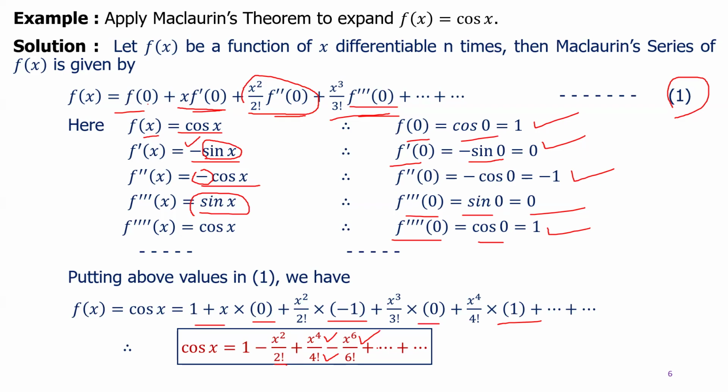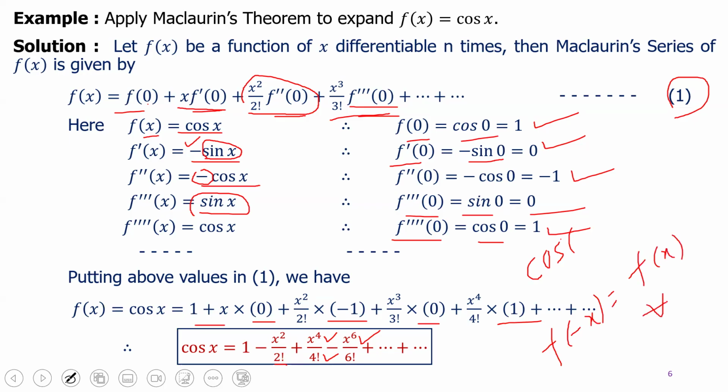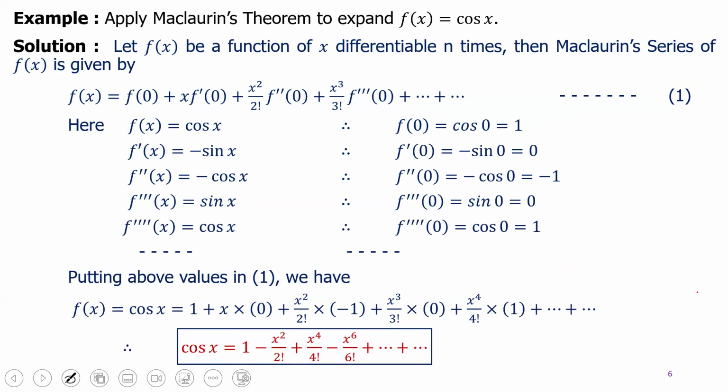Now we are going to define the meaning of an even function. What is an even function? If f of minus x is equal to f of x for all values of x, then such a function is called an even function. And most of the time we use this formula: what is the value of cosine of minus theta? It is cosine theta. Clearly, cosine theta is an even function.